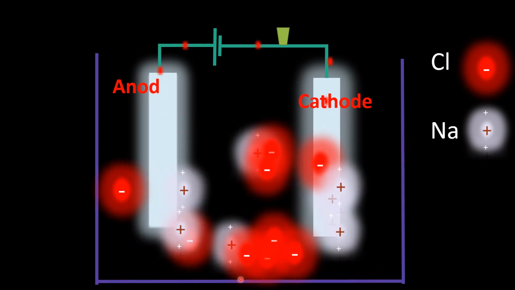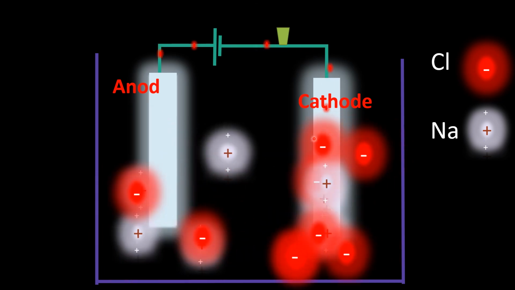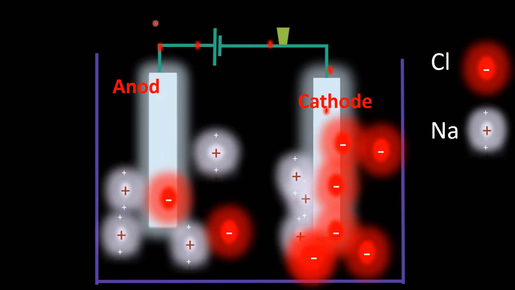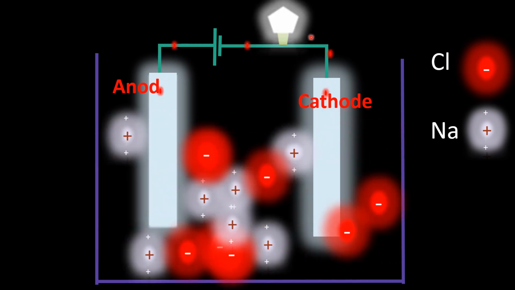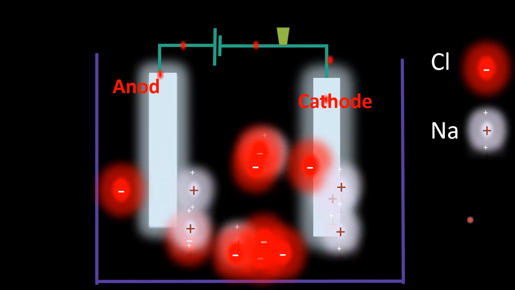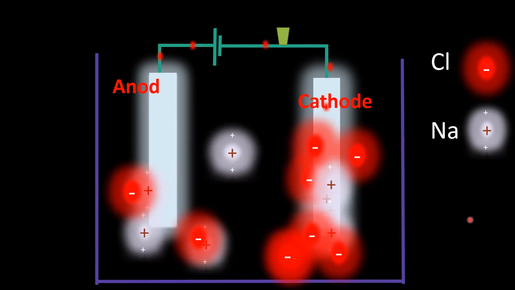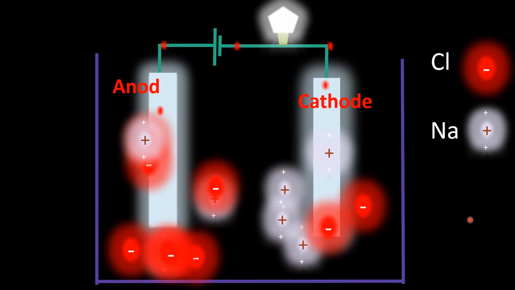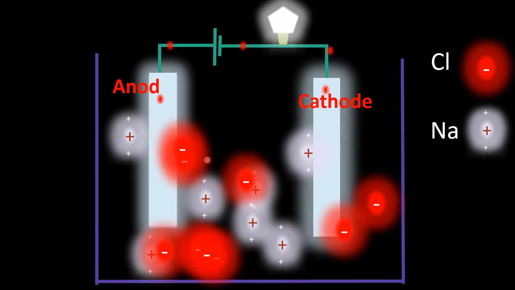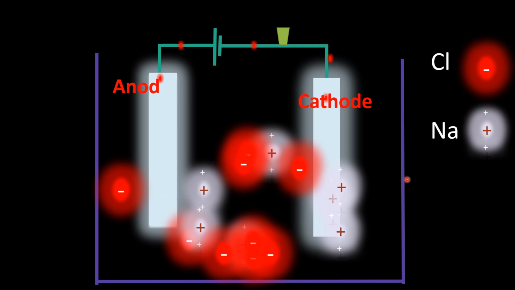So the charged particles are available for the conduction of electricity, and now in the aqueous form they can conduct electricity. So we can say that ionic compounds in solid form are non-conductors of electricity, but when we make their aqueous solution, they are good conductors of electricity. In aqueous form, the charged ions are available for conduction.